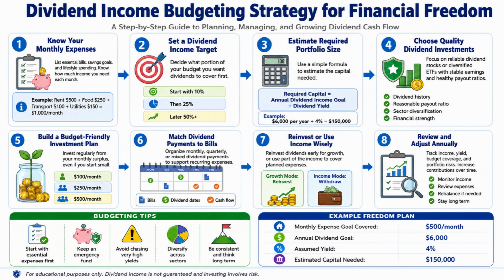Furthermore, build a budget-friendly investment plan using the surplus available after your essential expenses are paid. Even a small regular contribution can help you make progress. For example, you may begin with $100 per month, increase it to $250 per month, and later invest $500 or more as your financial situation improves. Consistent investing is usually more important than starting with a large amount.